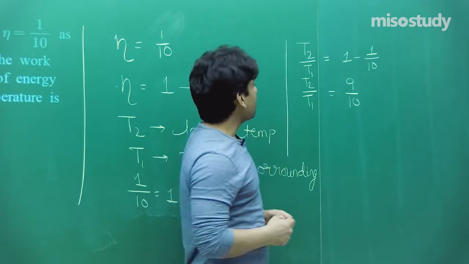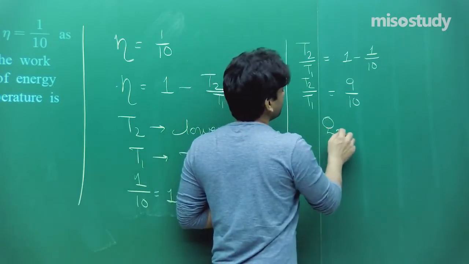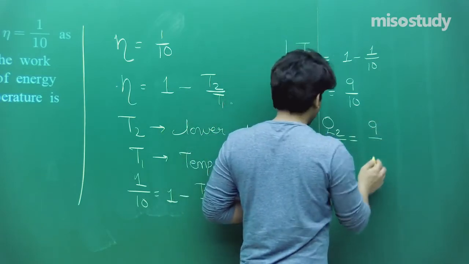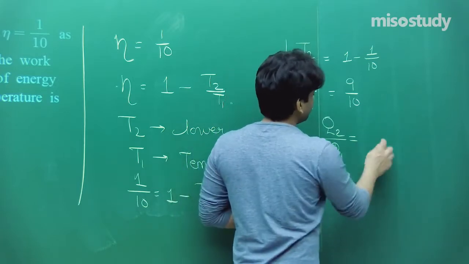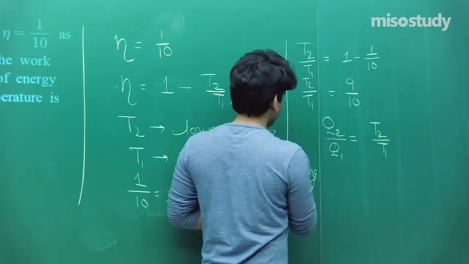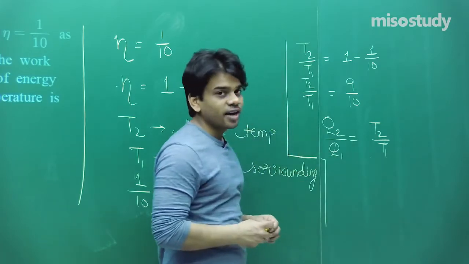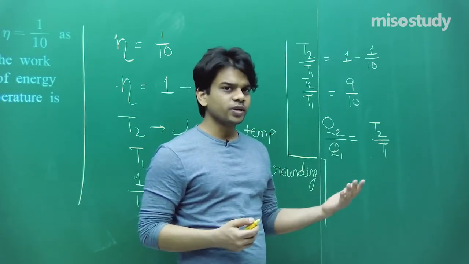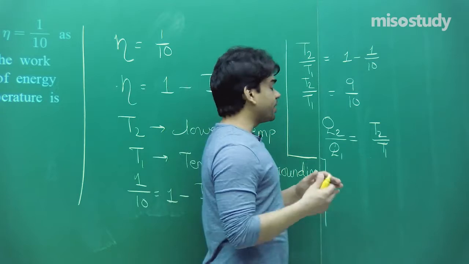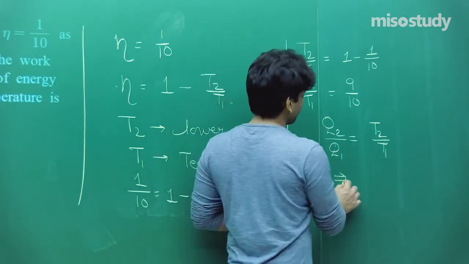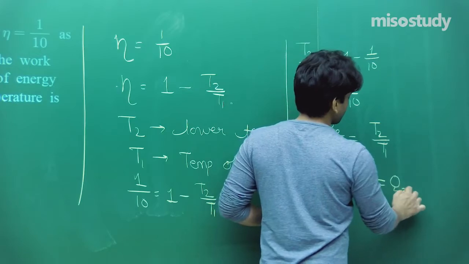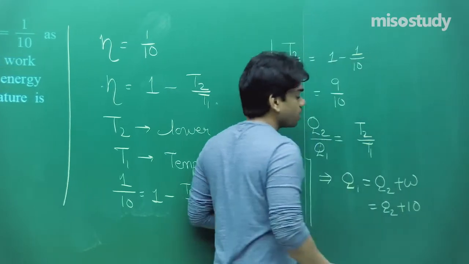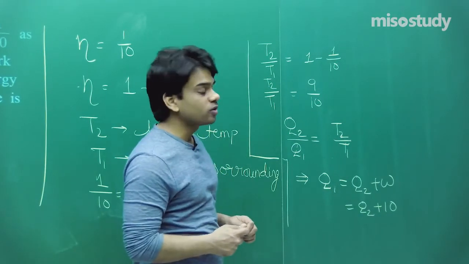Now we all know from the heat engine concept, Q2 by Q1 will be equal to 9 by 10, and before that let me write this as equal to T2 by T1. Now Q2 is the amount of heat that has been drawn from the reservoir. Q1 is the total amount of heat that has been released to the surrounding. Now if 10 joule of work is done, how can we write? We can write that Q1 is equal to Q2 plus W, that is equal to Q2 plus 10 joule, because 10 joule of work is done in this case on the refrigerator.